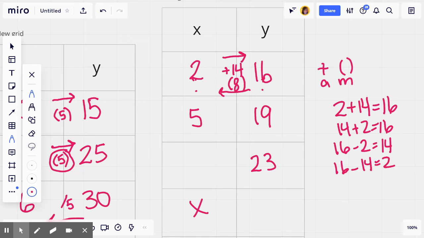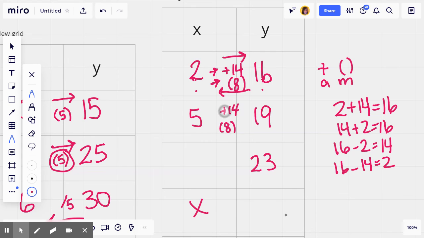So now we just have to figure out which rule it is. Is it this one, plus 14, or is it this one, times 8? Which one will make the next set of numbers true? I'm going to give you just a second to think about that. Is it plus 14 or times 8? How am I going to get from 5 to 19? All right, what do you think, guys? Is it plus 14 or is it times 8 that's going to get me from 5 to 19?